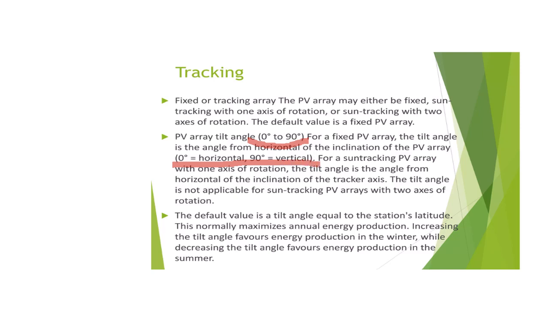For a sun tracking PV array with one axis of rotation, the tilt angle is the angle from horizontal of the inclination of the tracker axis. The tilt angle is not applicable for sun tracking PV arrays with two axes of rotation. The default value is the tilt angle equal to the station's latitude. This normally maximizes annual energy production. Increasing the tilt angle favors energy production in the winter, while decreasing the tilt angle favors energy production in the summer.